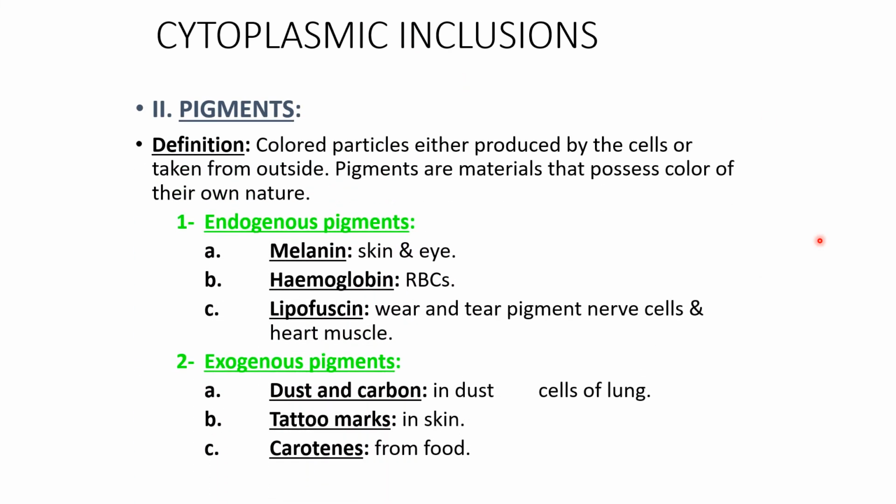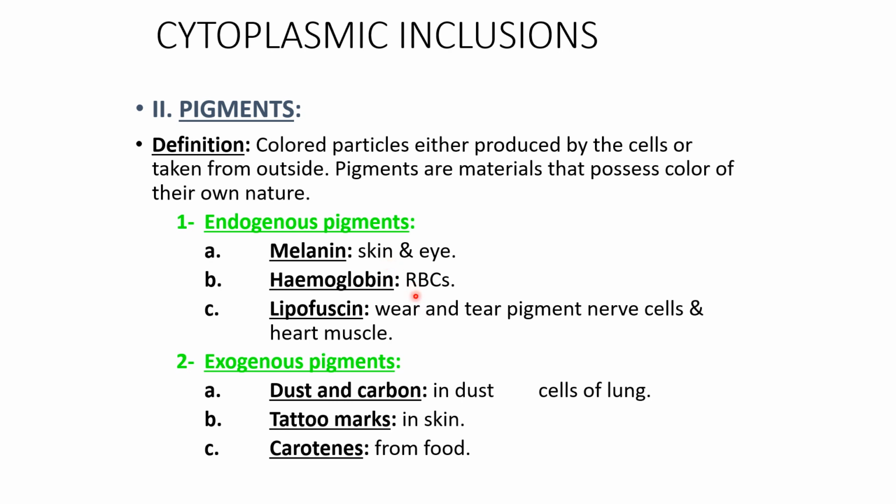Cytoplasmic inclusions, again, we have pigments. By definition, it is a colored particle either produced by the cell or taken from outside. So it is divided into endogenous pigments and exogenous pigments. Endogenous pigments such as melanin, which is present in the skin and the eye, and this is responsible for the coloring of the skin and the eye.